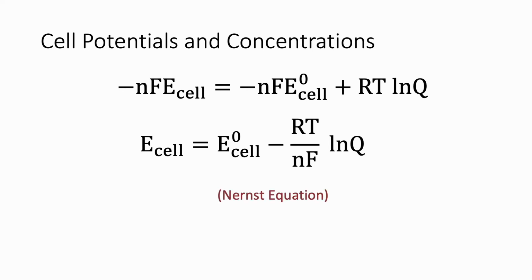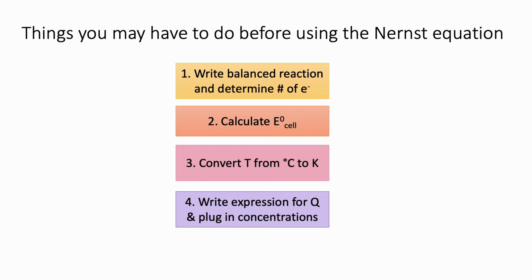And what we're going to do today is just think about a couple of different ways we can apply this. Yes, the Nernst equation is something where you could just plug stuff in when you have the right numbers, but usually before you get to that point, there's a whole bunch of things you have to figure out before you can actually plug numbers into the Nernst equation. So first of all, you're going to need to write a balanced reaction and determine the number of electrons that are exchanged in the redox reaction.